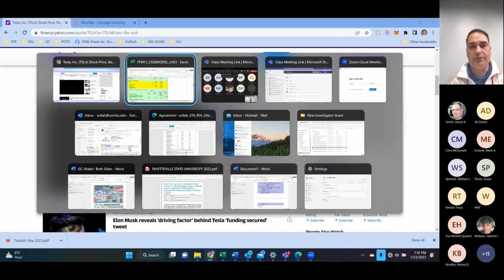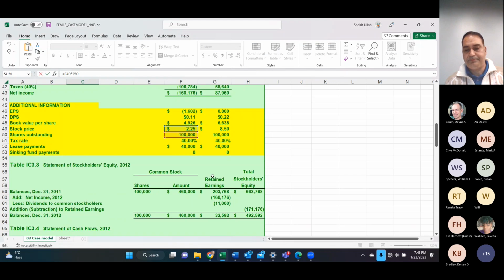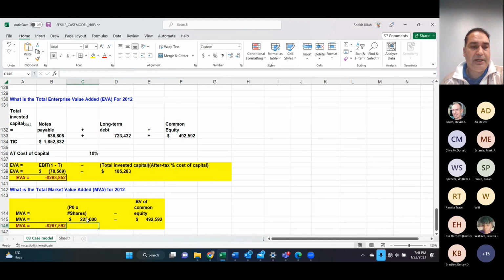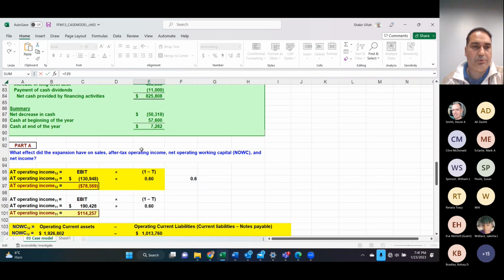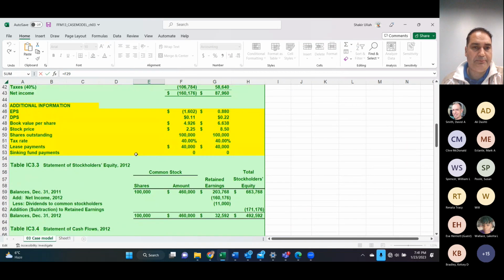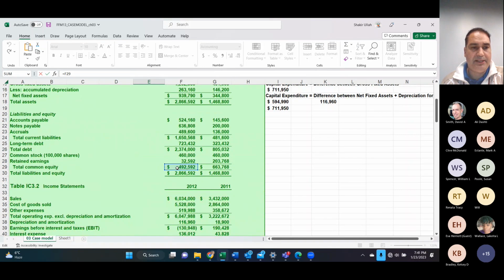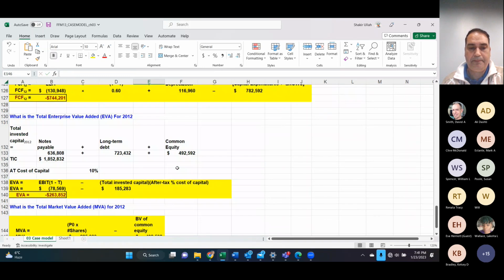Just to show you where to get those numbers from. So here you go. This is the market value or the market capitalization of this company. And this is the book value of common equity. This comes from the balance sheet. So straight away, the equity value, total common equity, comes from the balance sheet.